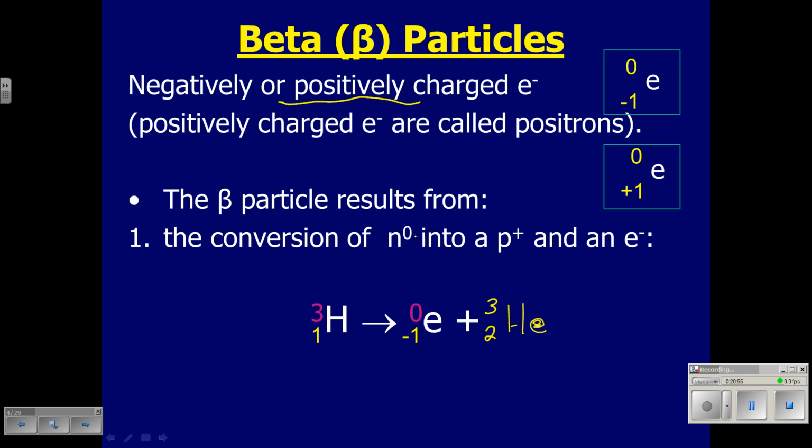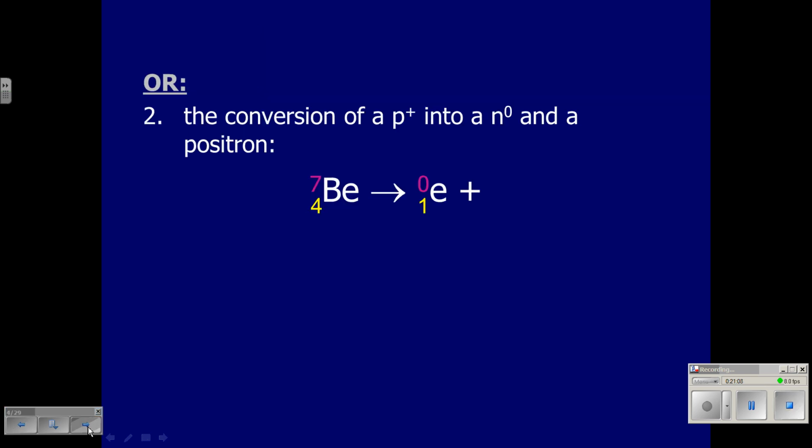Let's take a look at one that produces this positively charged electron. Okay, let's move on to the next one. All right, so let's take a look at this one.